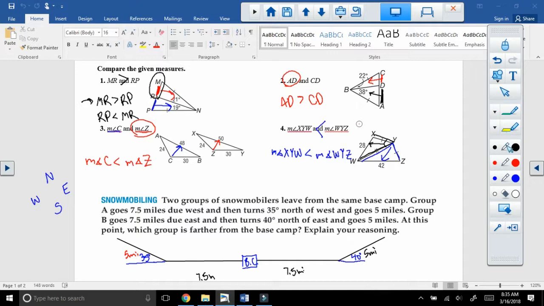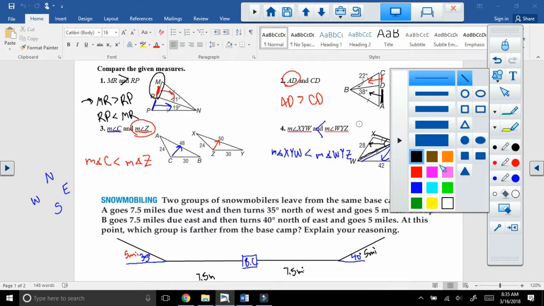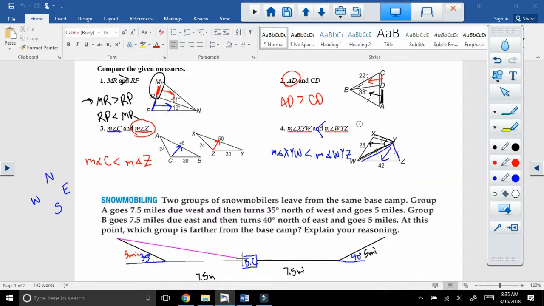Actually, I need to draw the triangles because the question's asking who's farther away from base camp at this point. So like the shortest distance farther away. Well, I need to find these angles within the triangle to tell which one of these, group A or group B, is farther away. How many degrees would this be within this triangle?